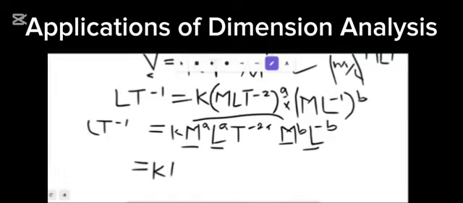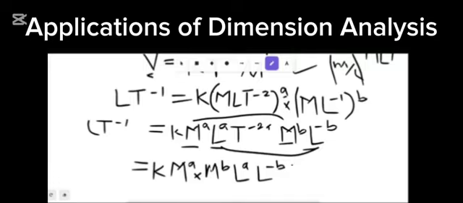Now, there are two L again. One is saying L to the power A. Another one is saying L to the power minus B. You can see these two L's. Now, T is the only one standing alone now. This is T to the power minus 2A. Minus 2A. Okay, taking my time. Now, the indices. This is equals to constant.